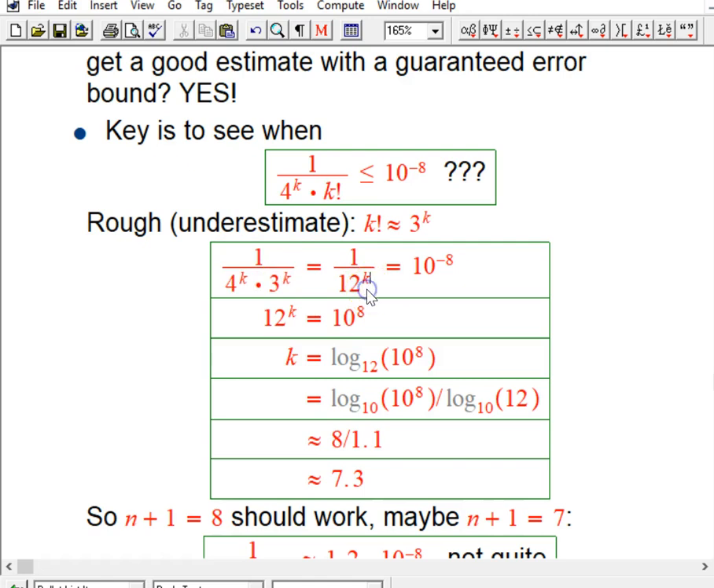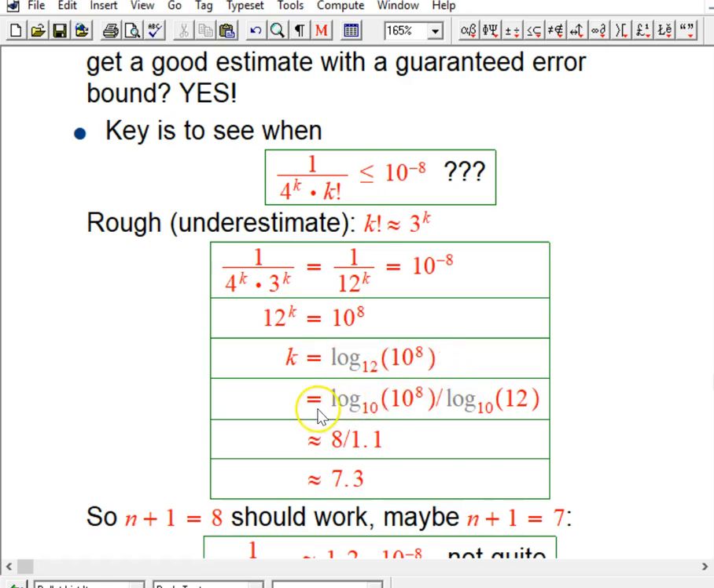So that would be 1 over 12 to the k. If that's going to equal 10 to the minus 8, as with all inequalities, you usually look at the equality first and see where the boundary case is. So that's a nice little equation with exponents. You do it with a log. If you have log 12 on your calculator, you can just do it straight like this.